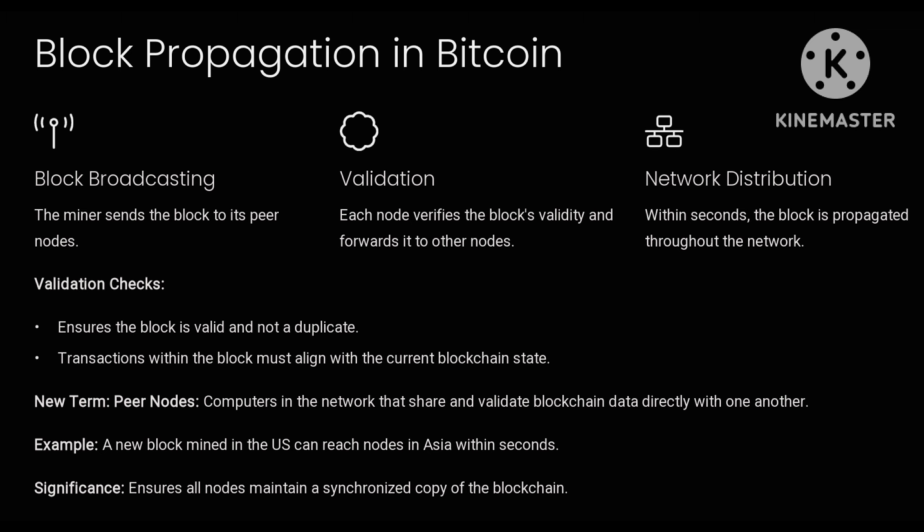A term worth noting here is peer nodes, which are computers in the network that directly share data without a central authority. For instance, a block mined in one country is quickly shared globally, ensuring every participant has the same blockchain view. This synchronized distribution is critical for network integrity.